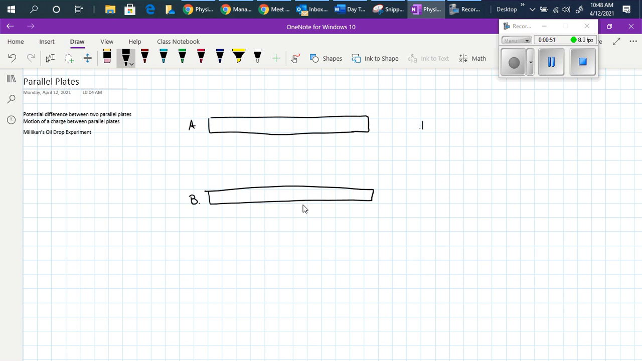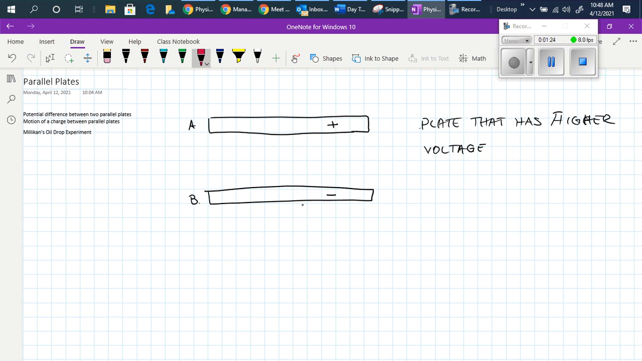Now the plate that has higher voltage is considered to be the positive plate. So if we have the positive sign on plate A, let's say, then that means that plate B has a lower voltage than plate A, and it is considered to be negative.